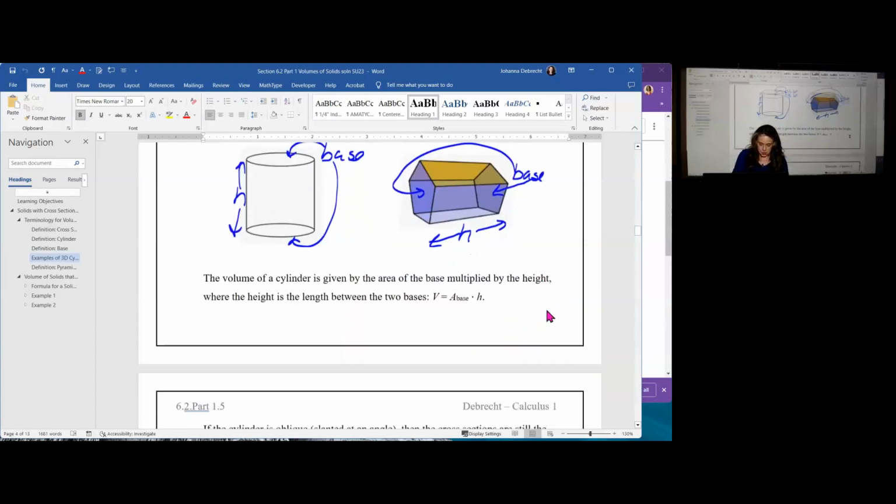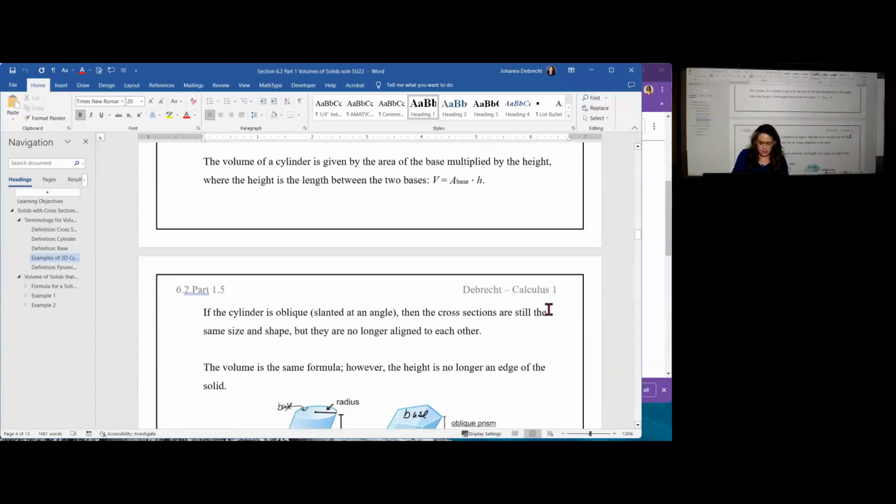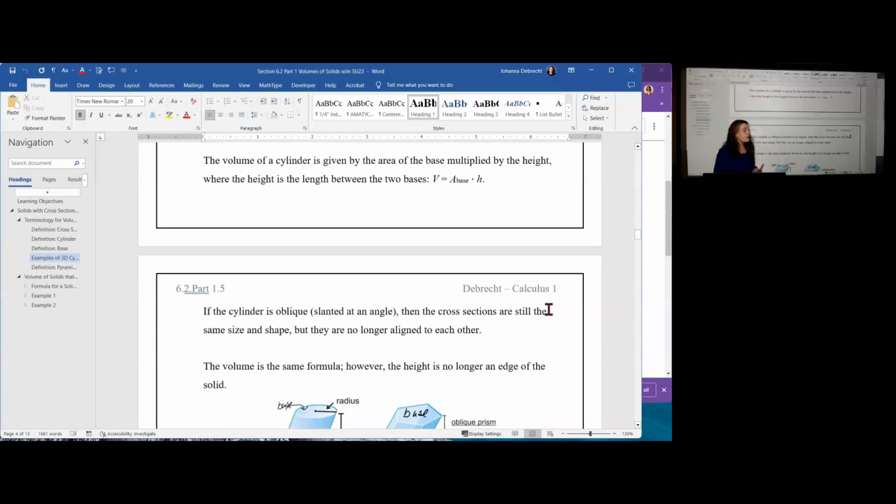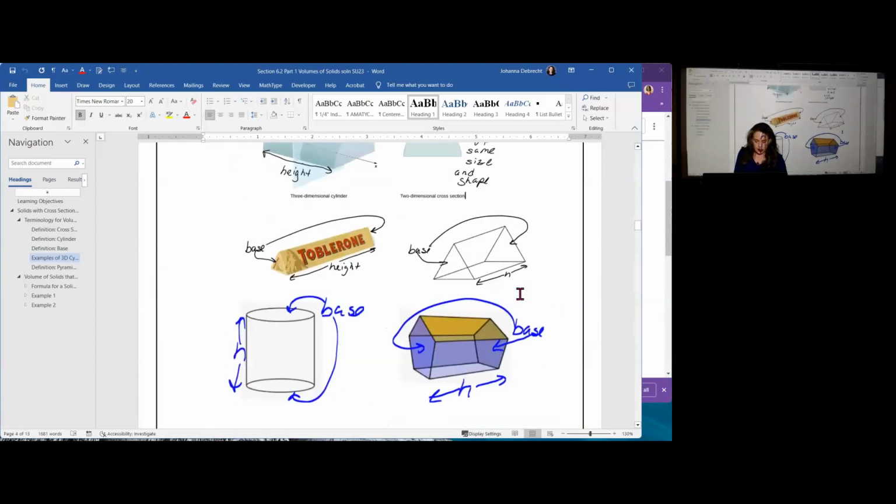Now, once you understand what a cylinder is, we can define the volume of it. The volume of any cylinder is the area of one of the bases multiplied by the height. In other words, to find the volume of the Toblerone box, I need to find the area of the equilateral triangle and multiply by the distance between the two triangular ends. That will give me the volume of this box.